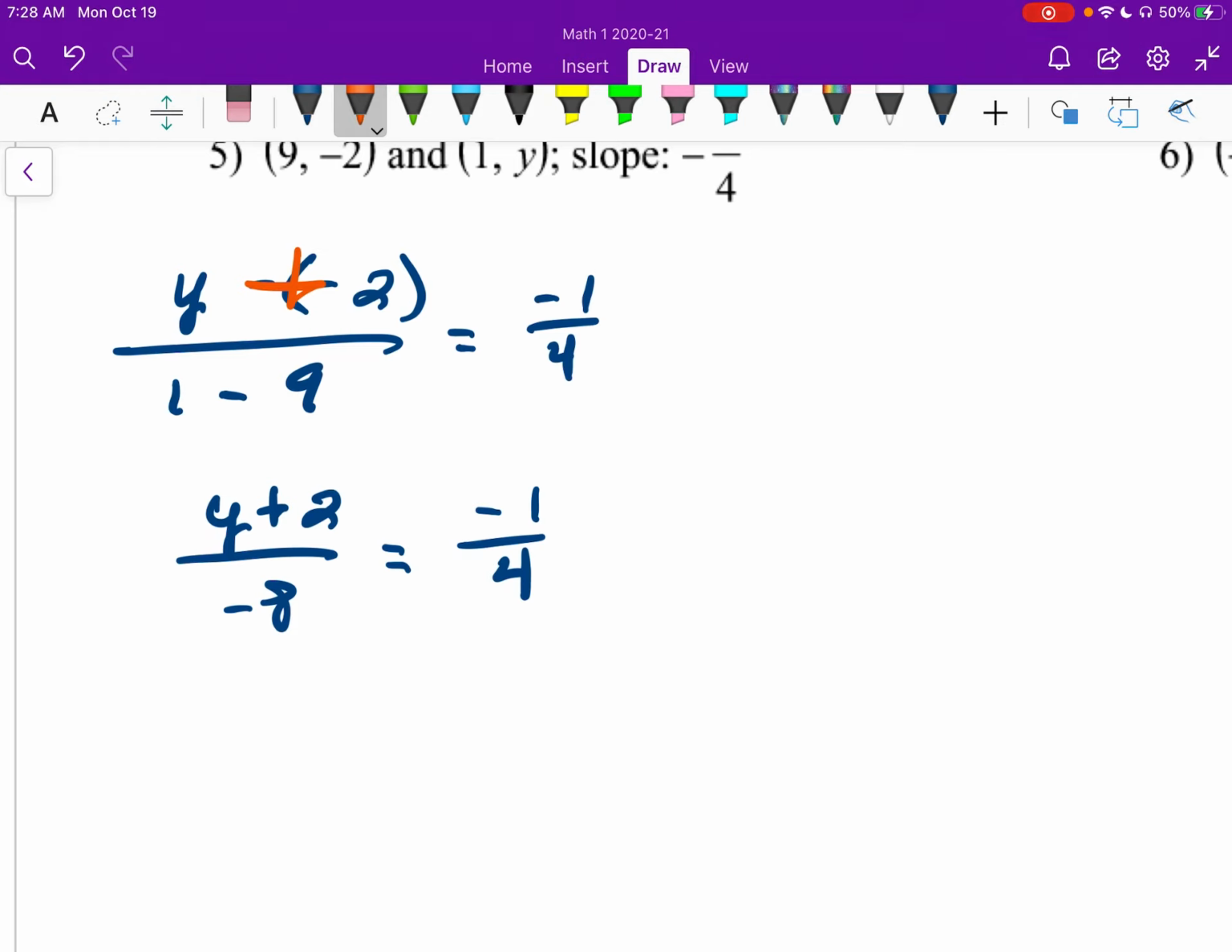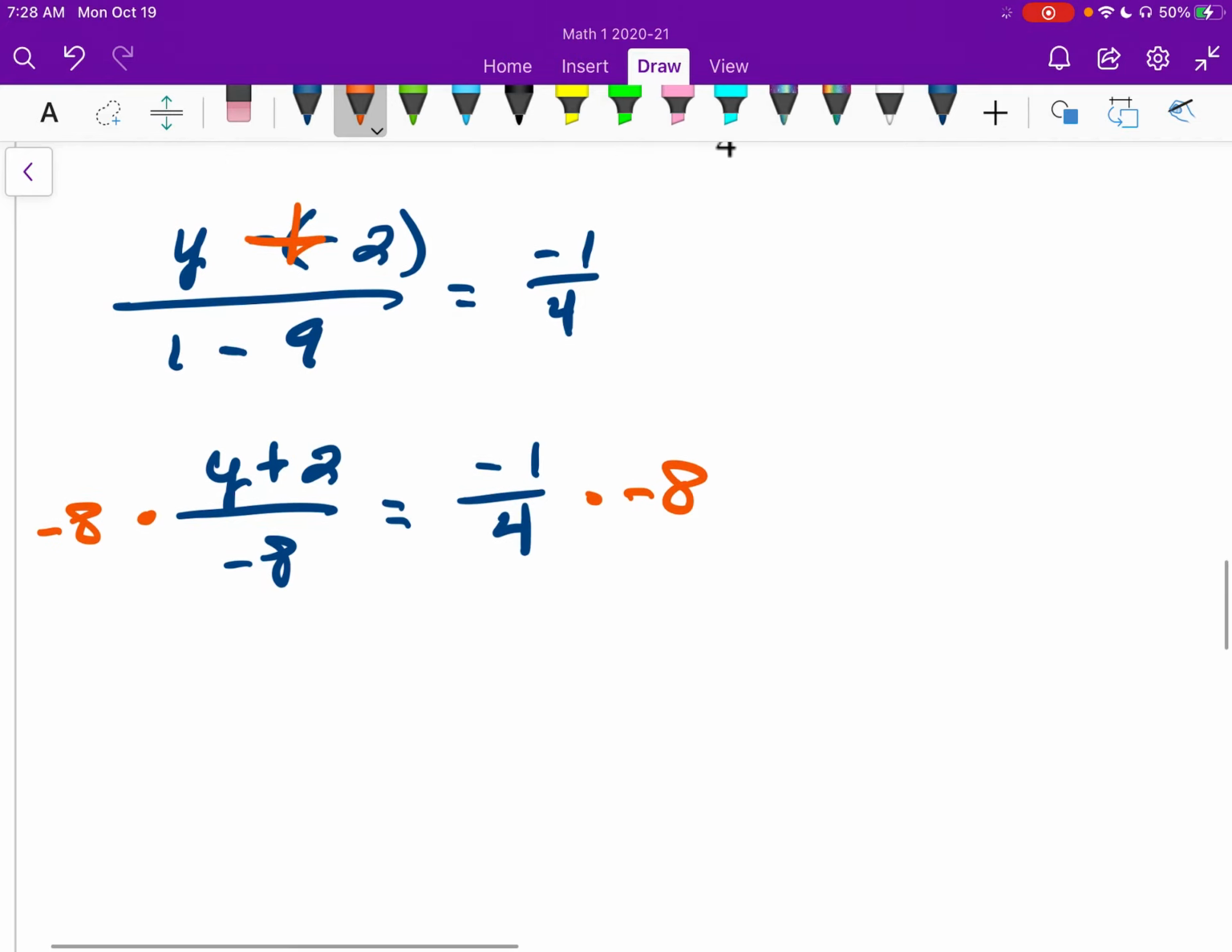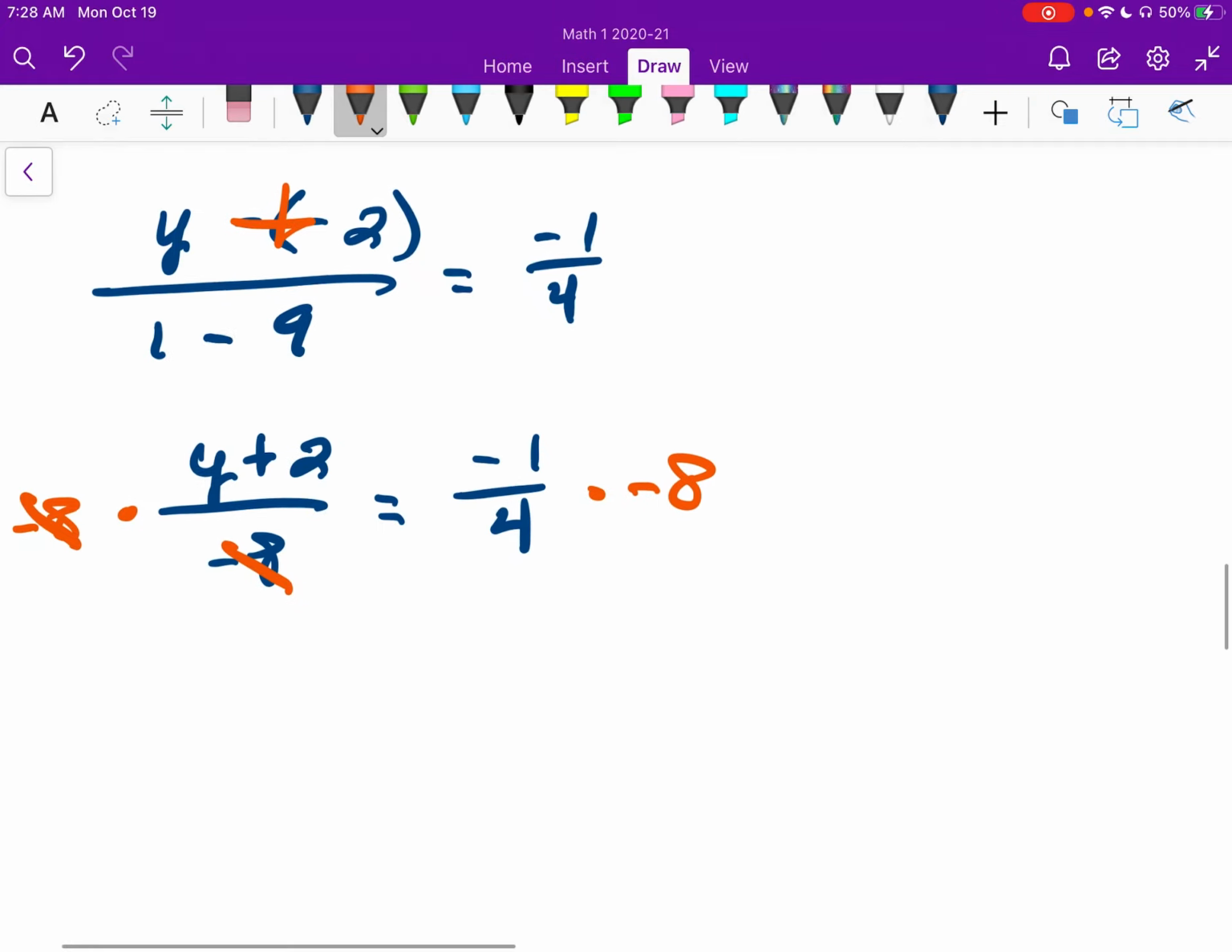Now, just like last one, I have a negative 8 in the denominator. I need to get rid of it, so I'm going to multiply by negative 8. My negative 8's on the left cancel. And on the right, I have a 4 in the bottom and an 8 in the top, so I can cancel 4 and 8 to give me a 2. And we can't lose that negative. Let's just put that negative right there.